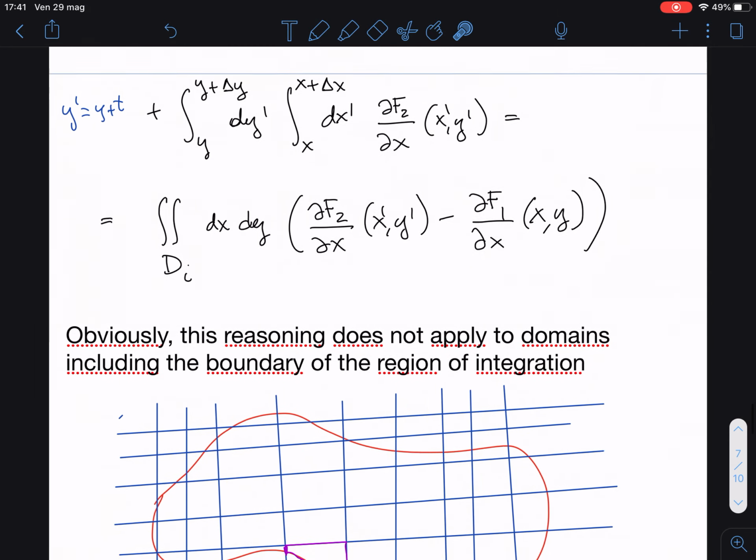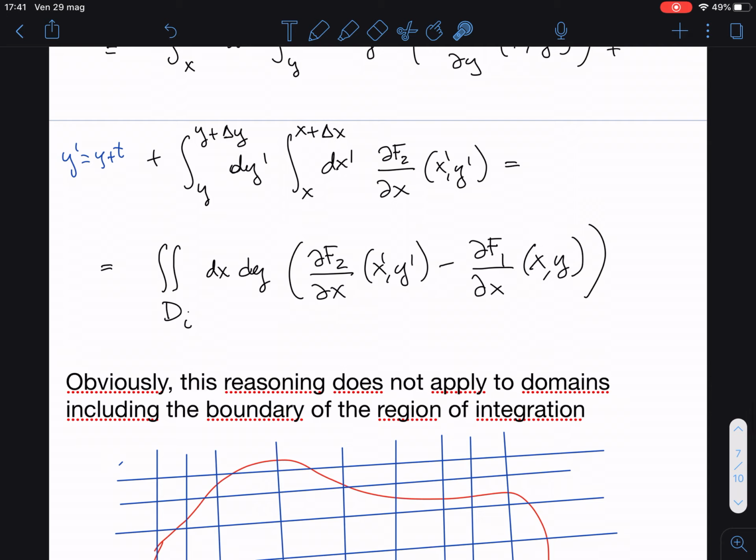And so what we have at the end, we can get rid of the prime, and so we have the area integral, the standard two-dimensional integral, and the integrand is this one. Of course, I have to cancel this prime. And this is exactly the content of the Green theorem.